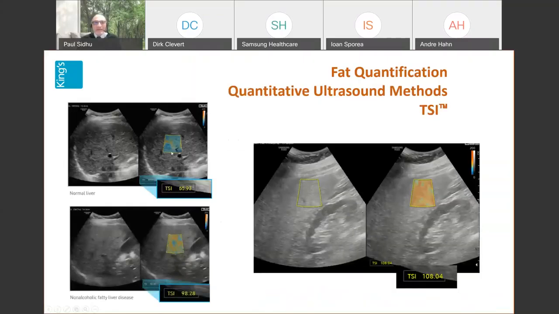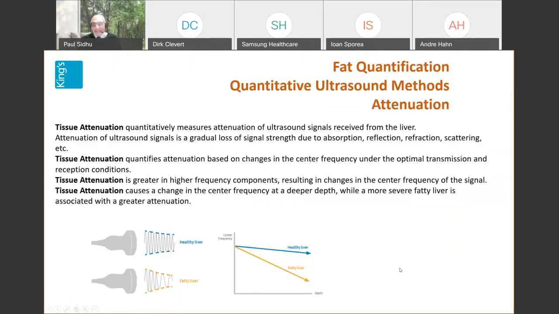And this is just an example of a patient where in a normal liver, the TSI, the index is 65. As you're getting a little bit fatty, this is a promising technique, simple to use, and we may see this in clinical practice soon.